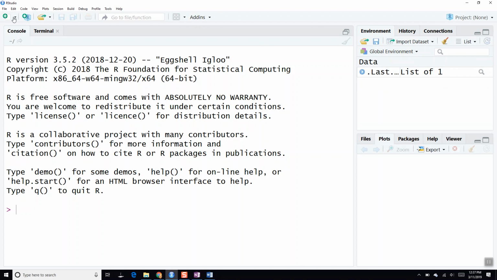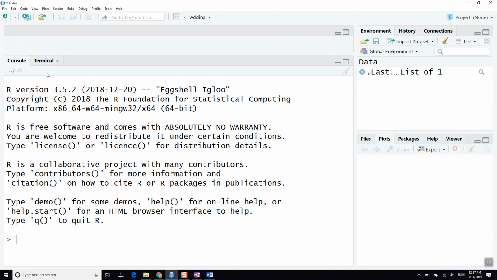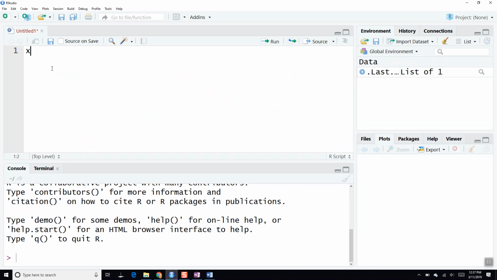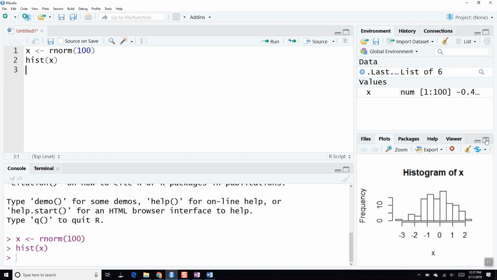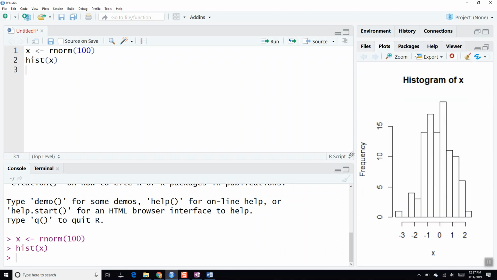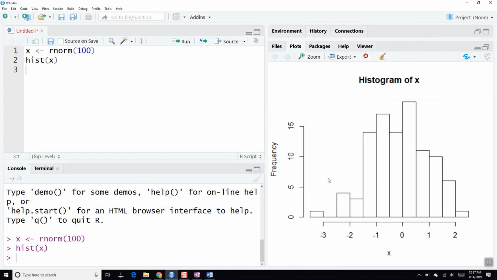So let me just make an empty script. And you do something like x is rnorm. We draw 100 values from the standard normal. And then normally you would do something like histogram of x. And then this is your plot of 100 values of this, okay? But instead, you might actually do density of x.